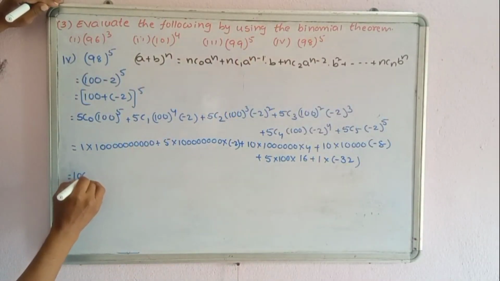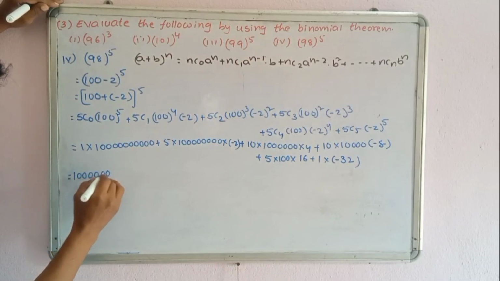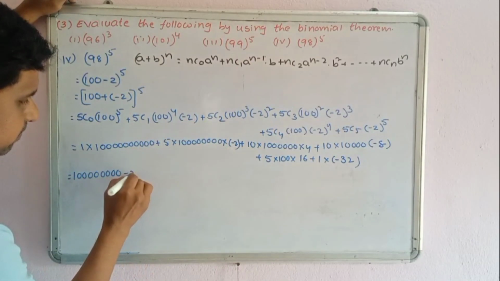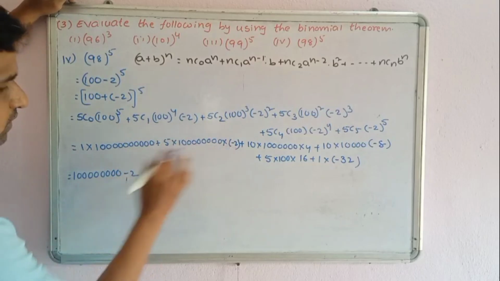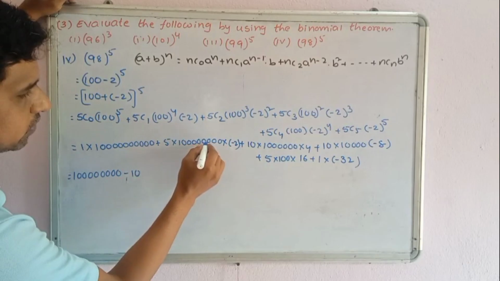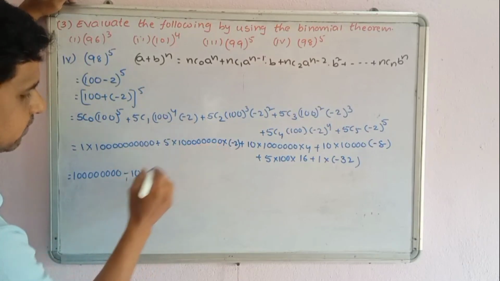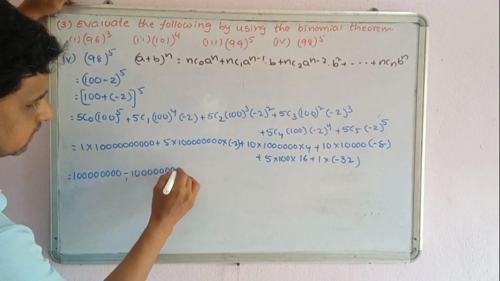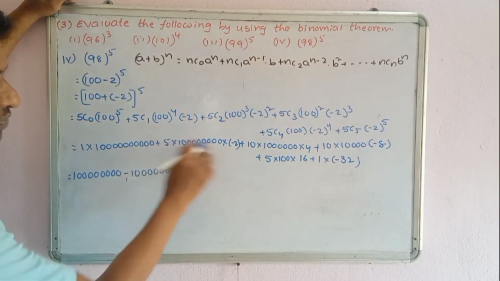1 after 10 zeros. Okay, next plus into minus is minus now. Minus 5 2s are 10. How many zeros are there? 1, 2, 3, 4, 5, 6, 7, 8. Here one more 0 is there, that is 5 2s are 10.